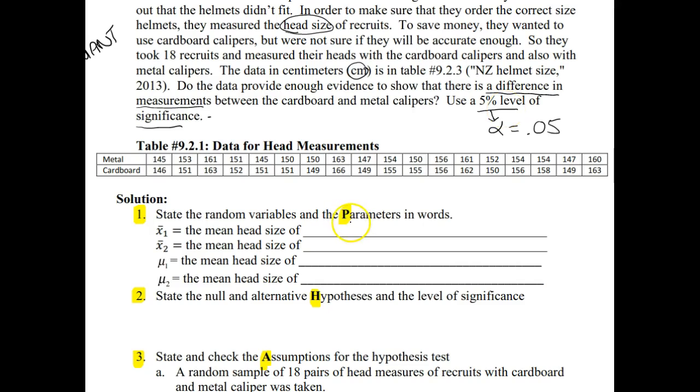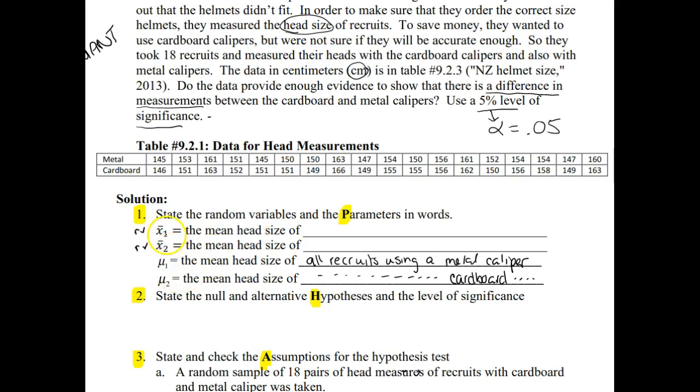So our first step is our parameters. Again, we've got two groups basically here. So mu sub 1 is going to be the mean head size of all recruits using a metal caliper. And mu sub 2 is going to be the mean head size of all recruits using a cardboard caliper. And again, we aren't going to know those values, so we're going to get information out of our random variables x bar 1 and x bar 2.